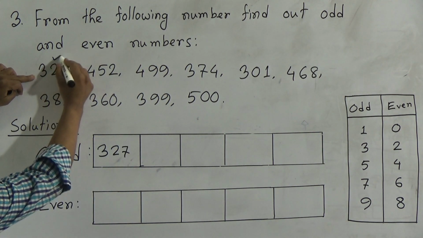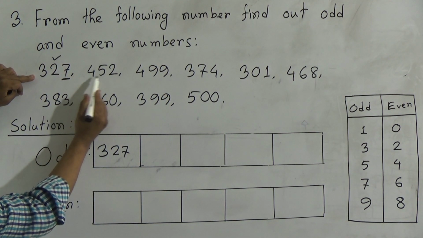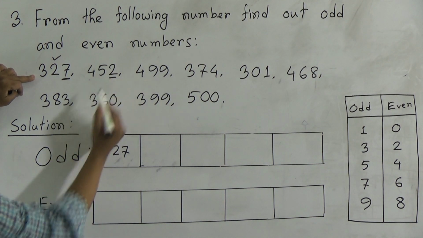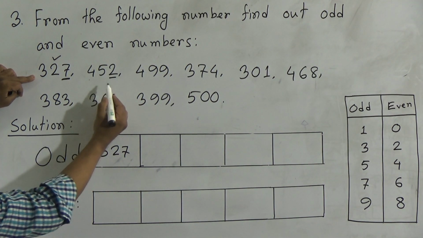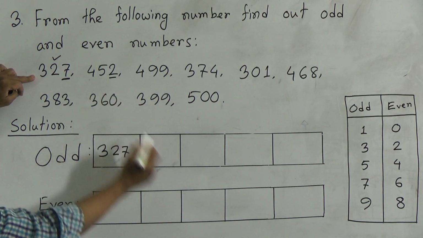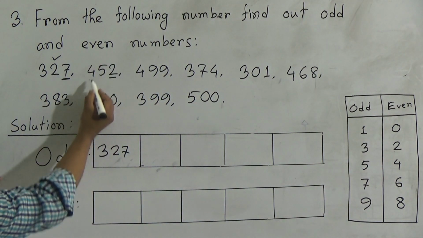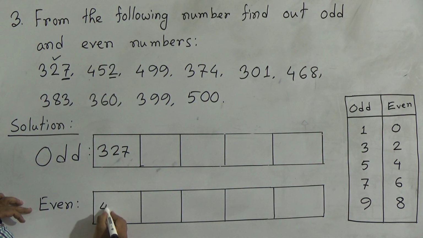Now the next one is 452. In 452, 2 is in the ones position, and we know that if we find 2 in the ones position, that number will be an even number. Dear students, so 452 will be an even number. We should write down here 452.